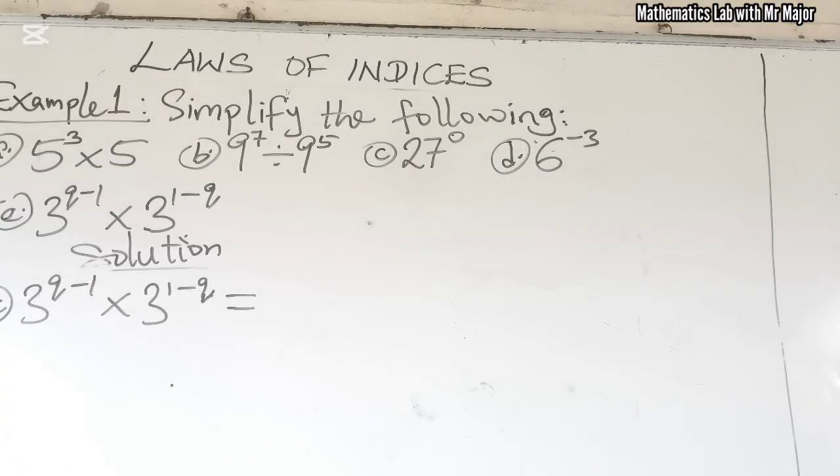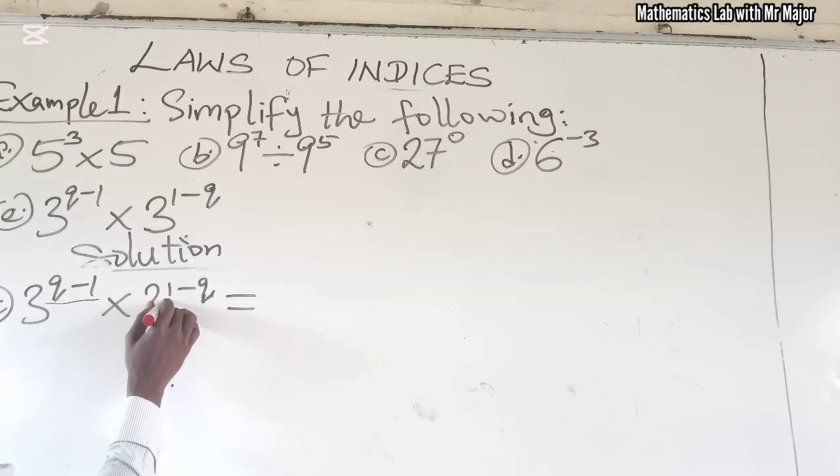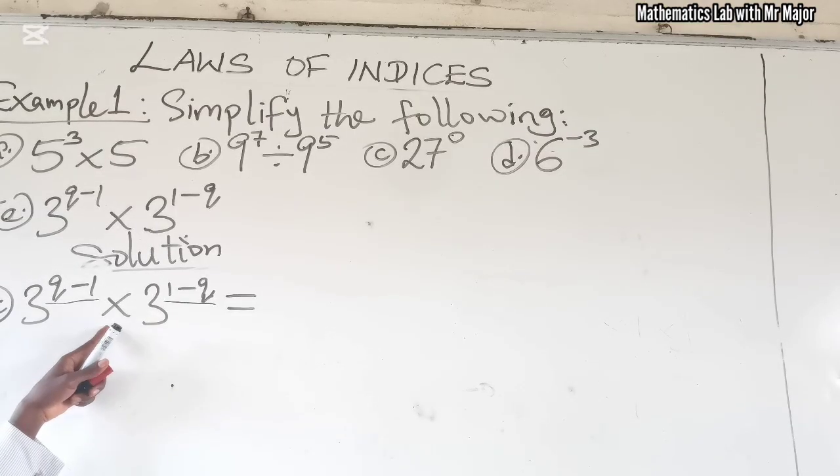Now the last question here. 3 raised to power q minus 1 times 3 raised to power 1 minus q. Let me quickly establish that q minus 1 here is the power, and 1 minus q here is also the power. So the bases are still the same, 3. So that means multiplication law will be applicable here.